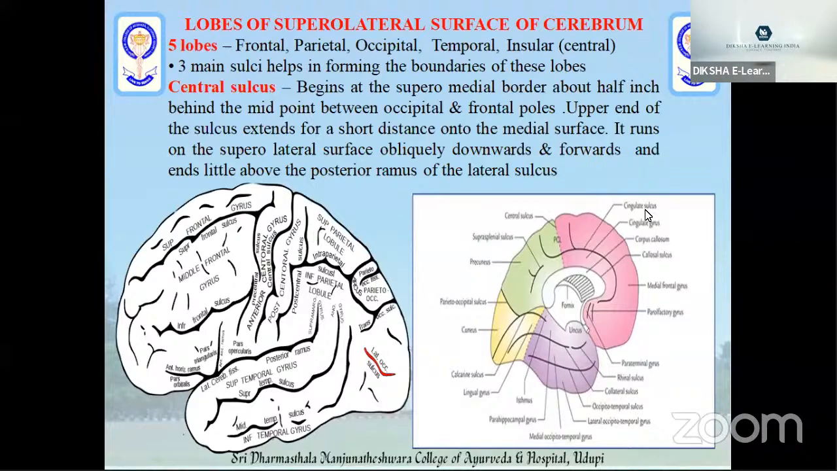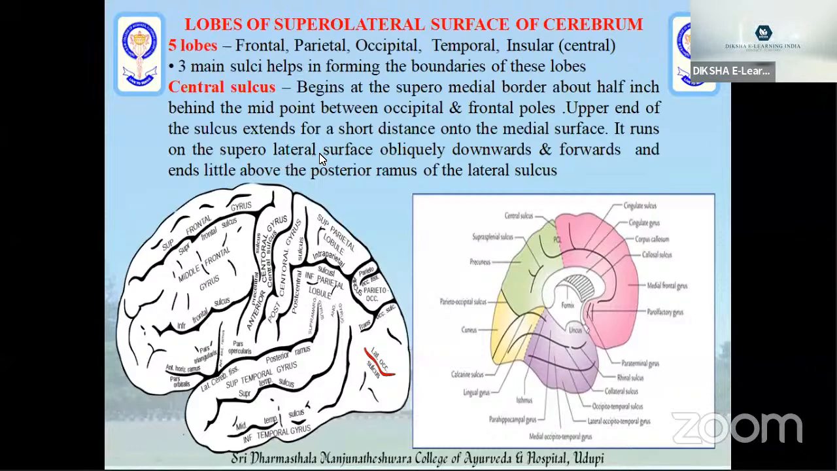The central sulcus begins at the superior medial border, about 1/2 inch behind the midpoint between the occipital pole and the frontal pole. So this is the frontal pole, and this is the occipital pole, and midway in between, about 1/2 inch behind the midpoint, the central sulcus will start. The upper end of the sulcus extends for a short distance onto the medial surface.